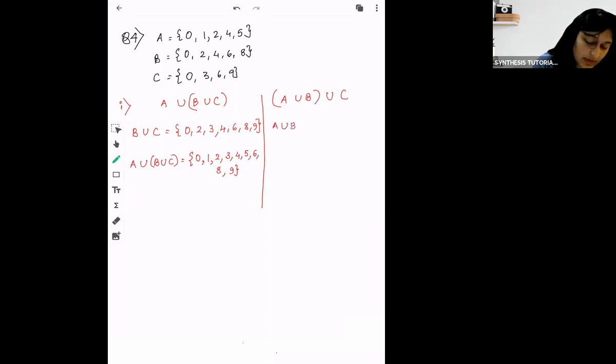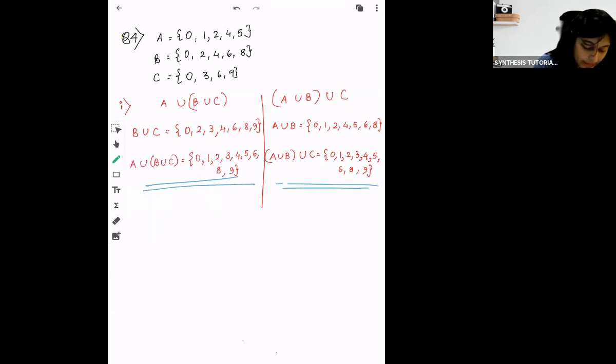Now A union B करना है यहाँ पे. So A union B करेंगे तो क्या होगा 0 1 2 4 5 6 8. अब इसका यूनियन करना है C के साथ. So A union B union C करेंगे तो क्या होगा 0 1 2 3 भी आएगा 4 भी आएगा 5 6 8 9. So if you actually see ये दोनों sets clearly equal है, right? This is clearly equal, right?